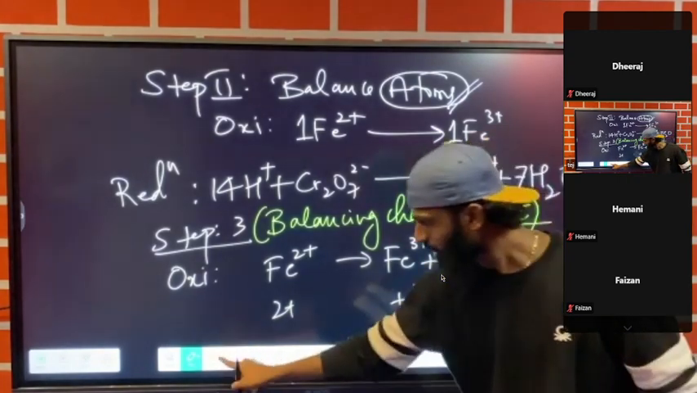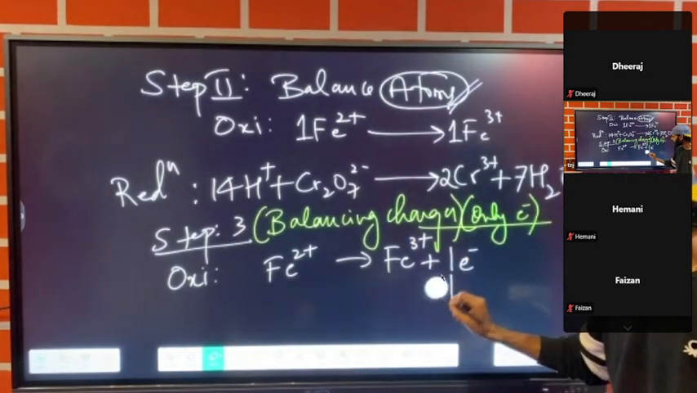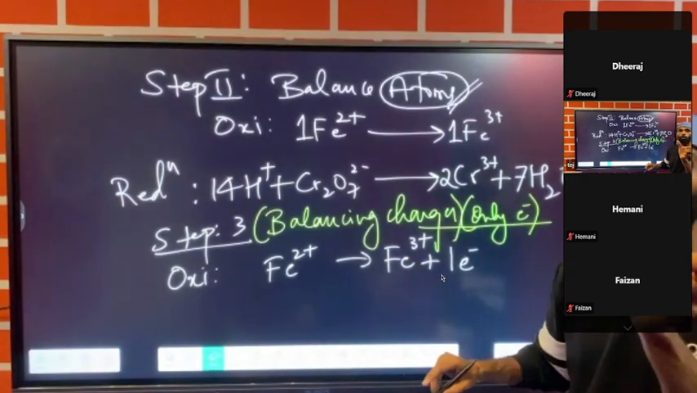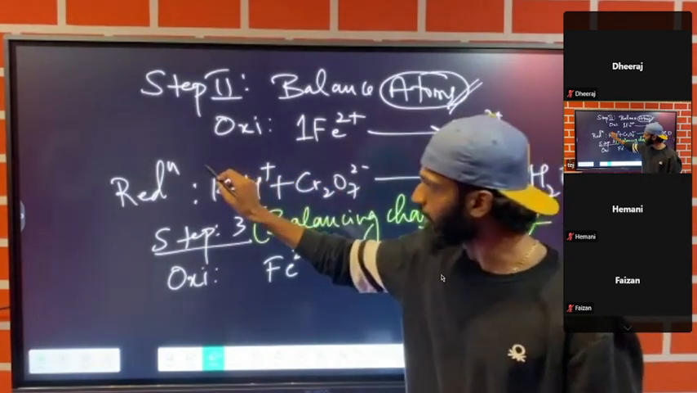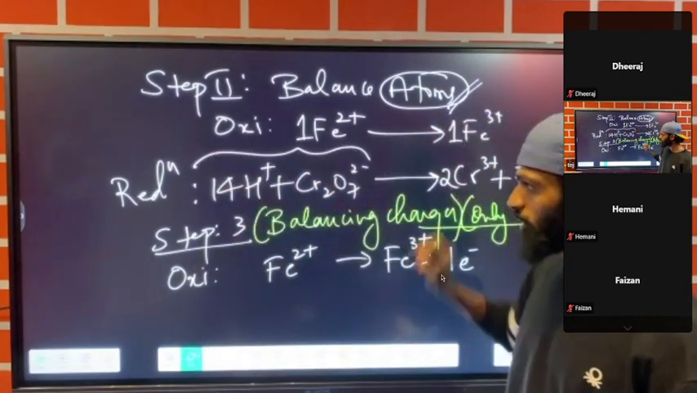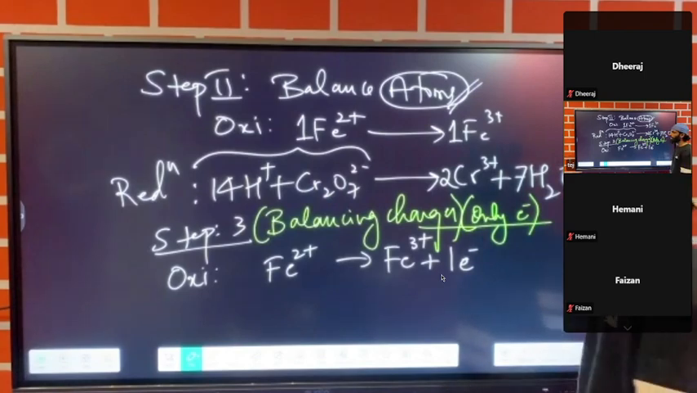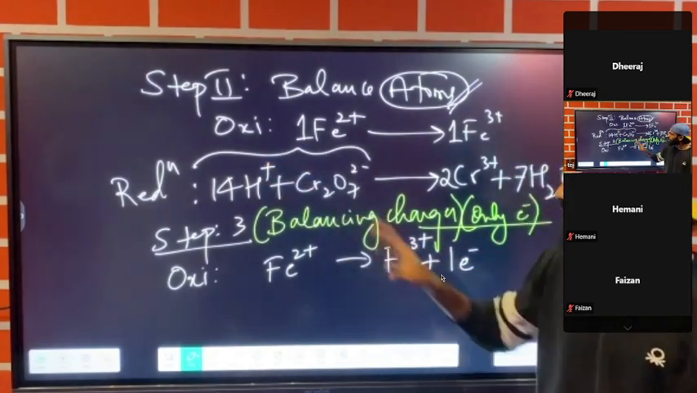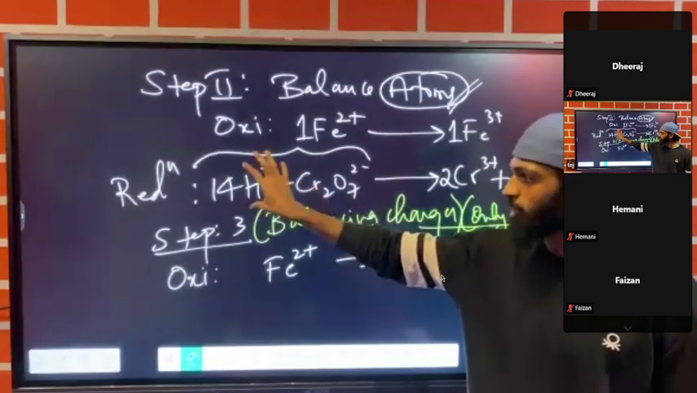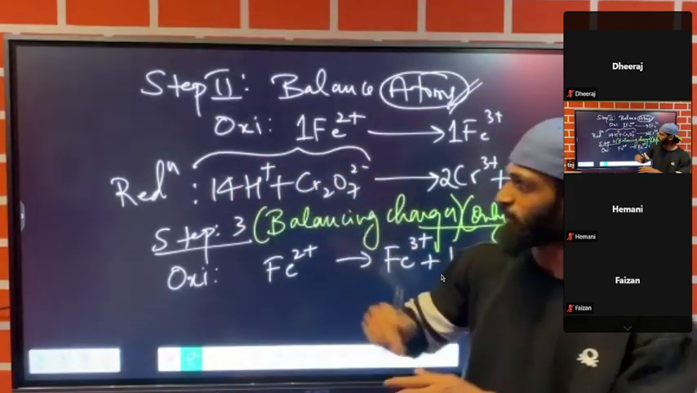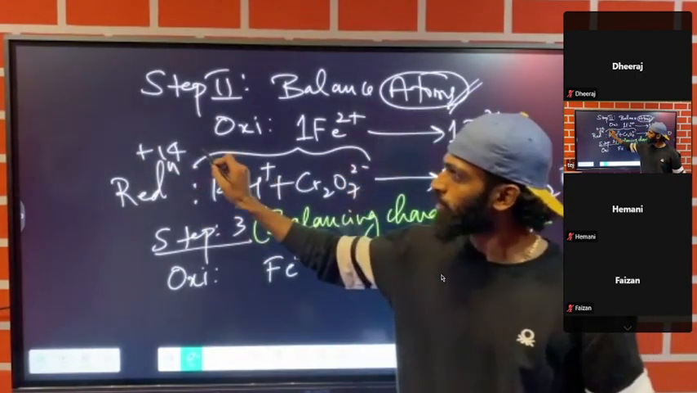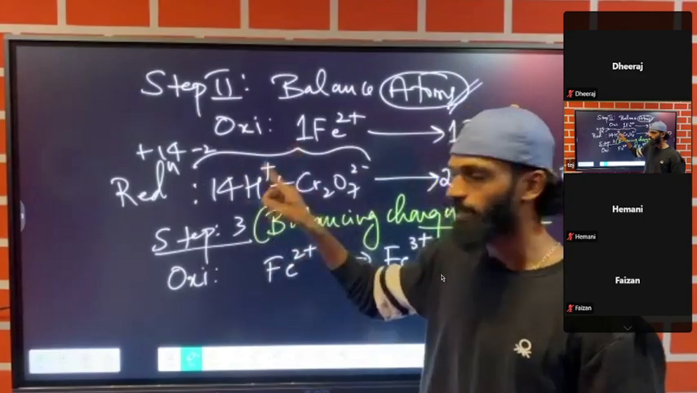Okay, so I'll repeat it. The helper when trying to balance charge is always the electron. Remember this. Again, I use the word total charge. Same concept, let's apply here in the reduction half. What is the total charge in the reduction half? Careful, guys. Left hand side, there are two parts. The first part has 14 H plus, which means plus 14. And minus 2. So the total charge on the left hand side is plus 12.